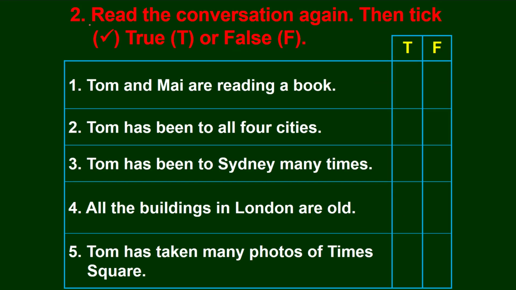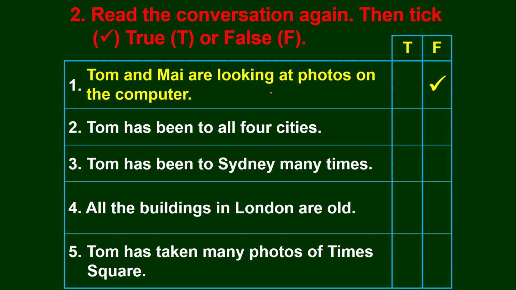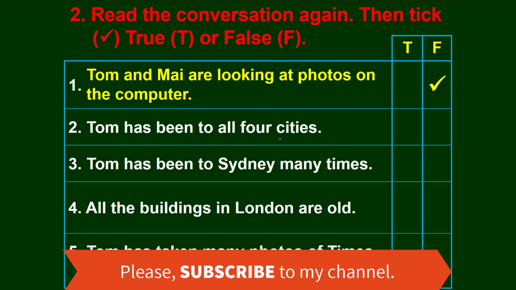Now exercise 2. Read the conversation again, then tick true or false, T or F. Number 1. Tom and Mai are reading a book. It is wrong, it is false. So, what should it be? Tom and Mai are looking at photos on the computer. Number 2. Tom has been to all 4 cities. It is false. It should be Tom has been to most of the cities.